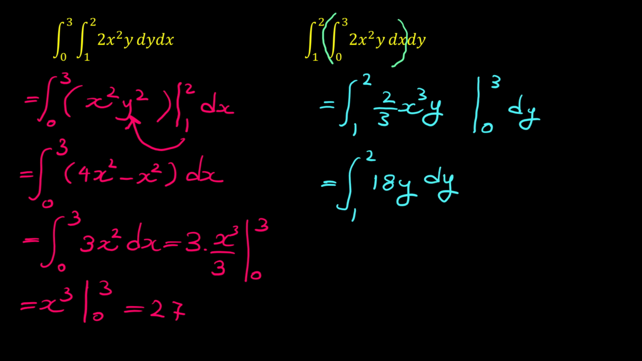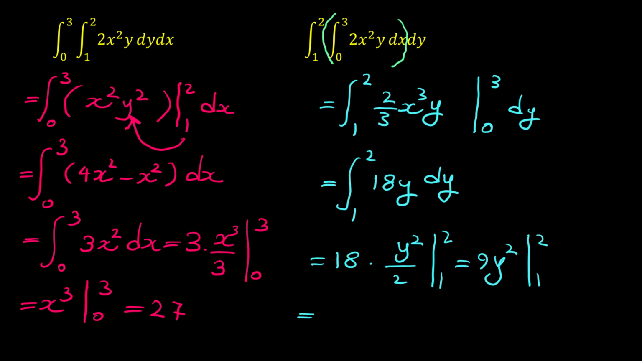Now this is a single variable function, so it's a normal integral, and it's easy to find this integral with the power rule. The integral is 18 times y to the power of 2 over 2. The integral of y to the 1 is y to the 2 over 2. From 1 to 2, if we simplify this, 18 divided by 2 is 9, so it's 9y to the 2 from 1 to 2. If we plug in 2, 9 times 2 to the 2 is 36. If we plug in 1, 1 to the 2 is 1 times 9 is 9. 36 minus 9 is 27.